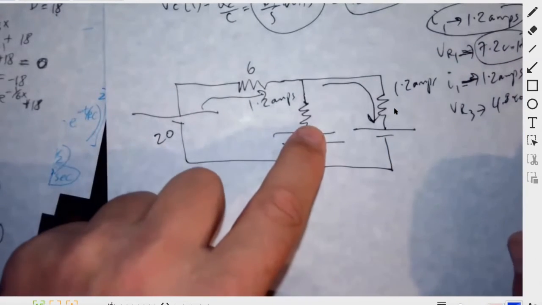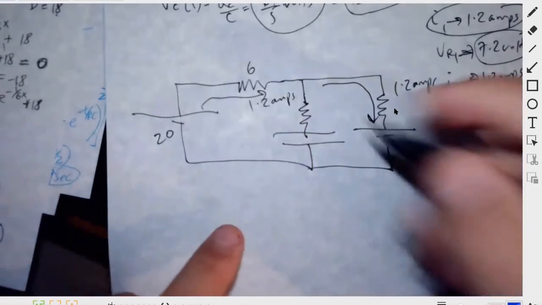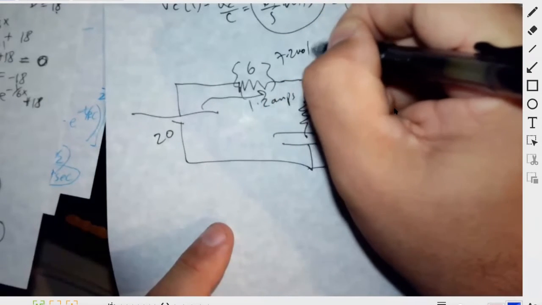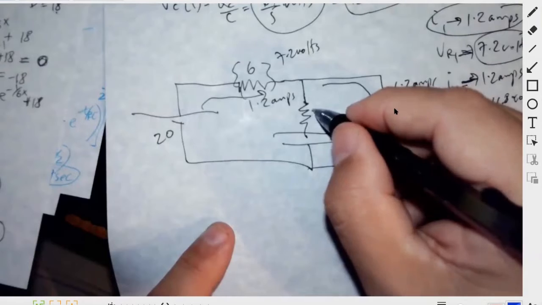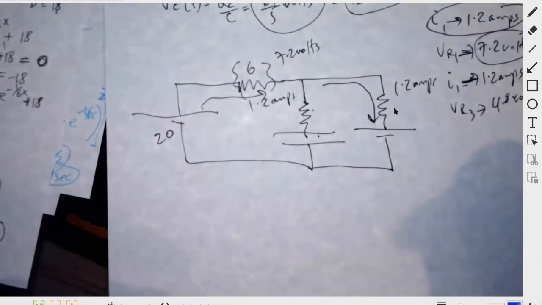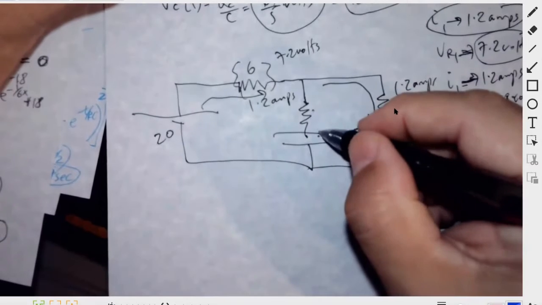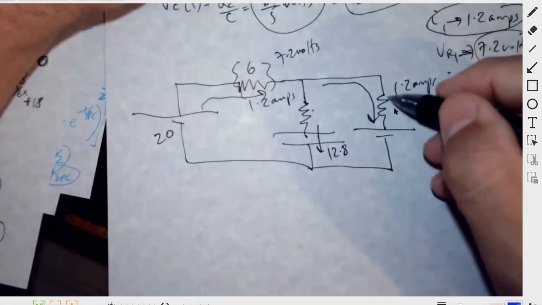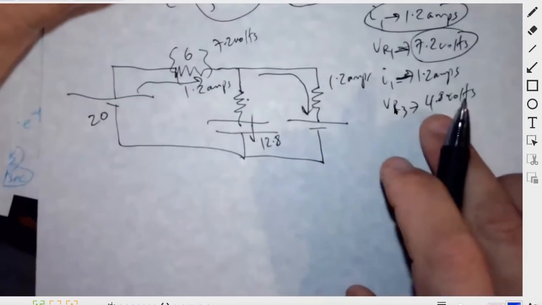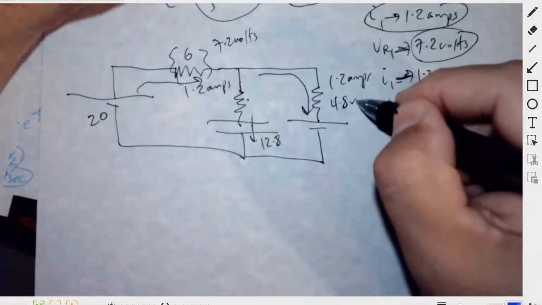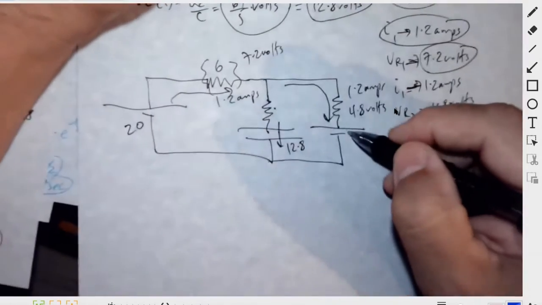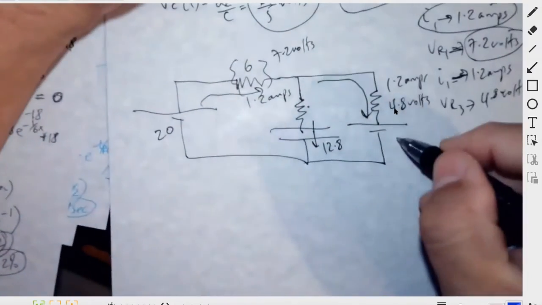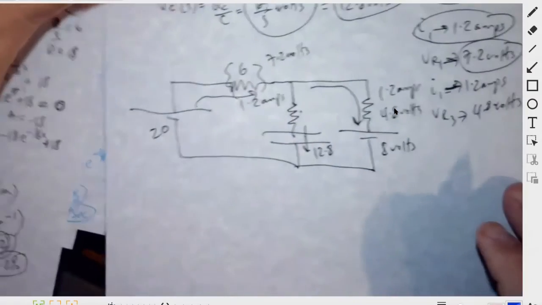So it's almost like this part of the circuit doesn't exist. The voltage across here is 7.2 volts. The voltage across here is 0. The voltage across there was what? 12.8 volts. And then the voltage across here was 4.8. And then, of course, this is, what was that battery? 8 volts. So does that make sense?